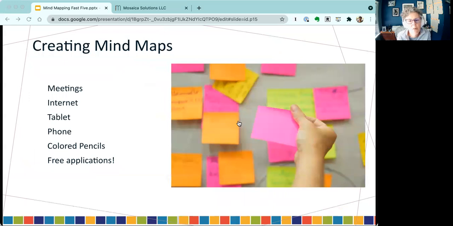Mind maps can be created on a wall or with colored markers, in one session with one person or with your entire team or full department. Today, most people use the power of the internet, a computer, a tablet, or even your phone as you create a mind map. And this allows you to take advantage of the dynamic thinking as it changes.